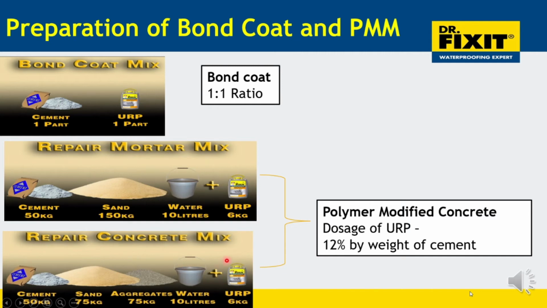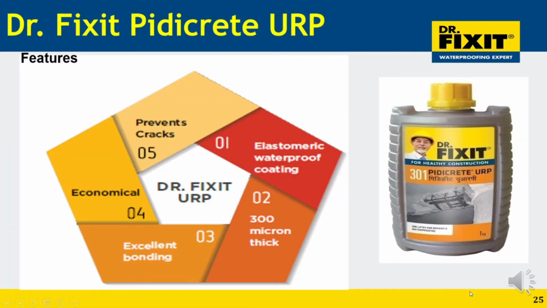But still, on the site, since we are not there, people will not follow. At least use the thumb rule for making PMM or concrete PMM. Dosage is at least 12% by the weight of cement. For example, if you are using 50 kg of cement, then at least 6 kg of URP you can use in that. So it's a thumb rule which can be easily followed on site. Remember, integral waterproofing plus layer waterproofing is equal to total waterproofing.